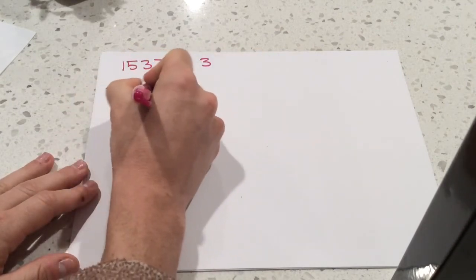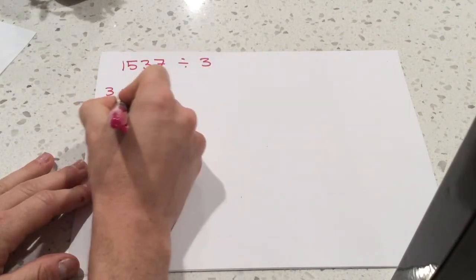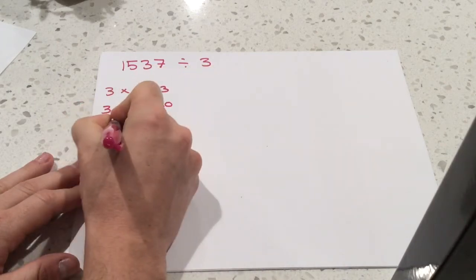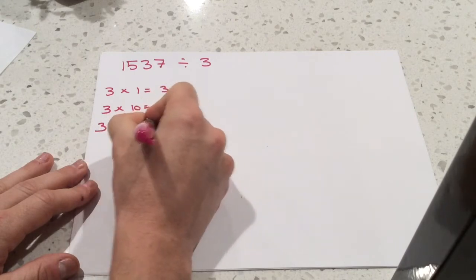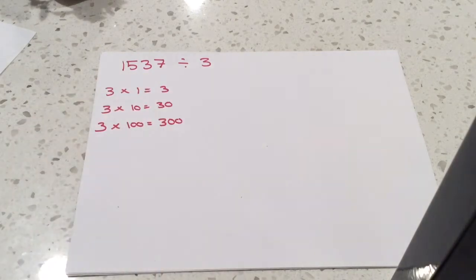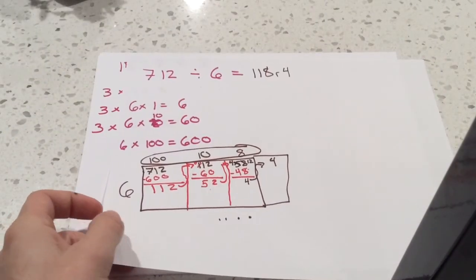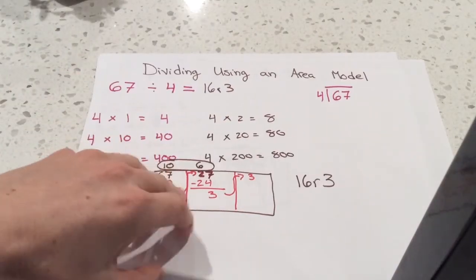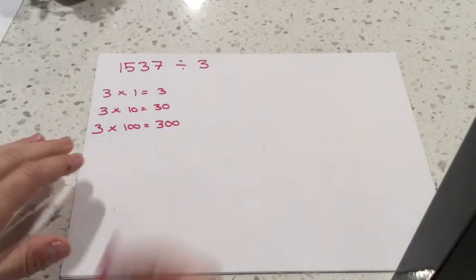I know 3 times 1 is 3. 3 times 10 is 30. 3 times 100 is 300. Now, in the previous 2 examples, I was multiplying. When I did basic facts, I was doing 3 times 1, 3 times 10, 3 times 100. But if you think back to that first example, I did times 2, times 20, times 200. And I'm going to use that same strategy here.